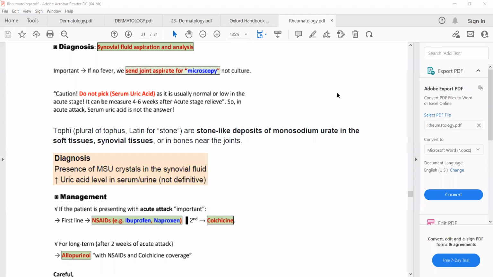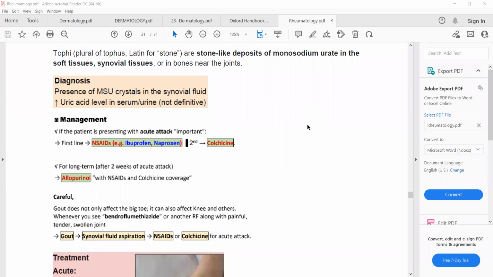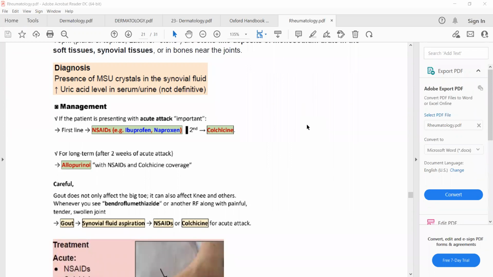Serum uric acid may also be raised, but it is usually not a definitive test because during an acute attack it is usually normal or low. Because during an acute attack, excessive uric acid is deposited in the joints, so that's why it may be low. The management of gouty arthritis: if the patient presents with an acute attack, then we will use NSAIDs as first line drug, ibuprofen, naproxen, and colchicine as second line drug.